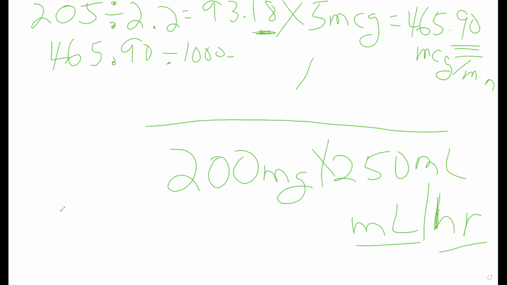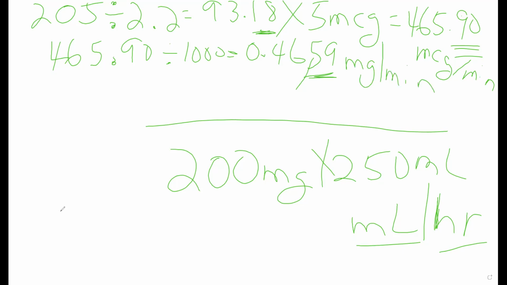So now we have 0.46 59. I'm going to put, but again, I'm leaving the whole number in my calculator. This is all I'm writing up there. And that is now milligrams per minute, okay?